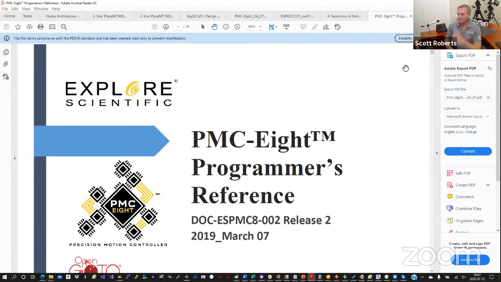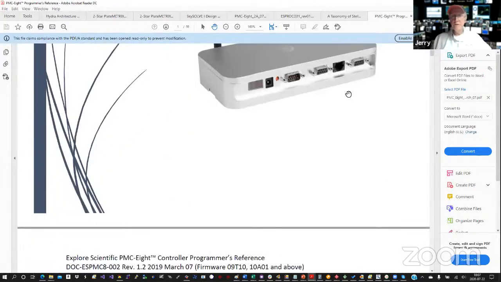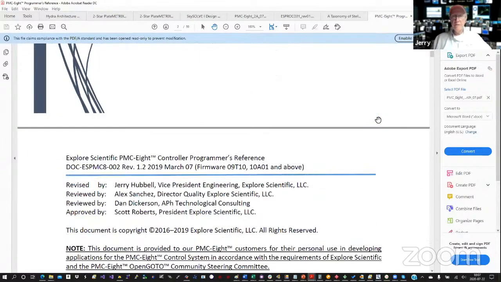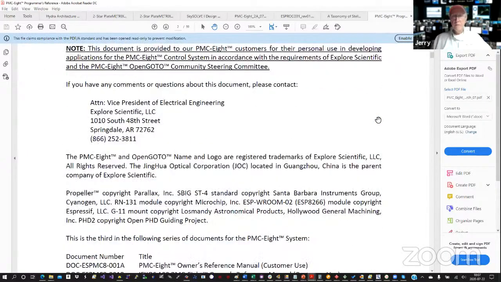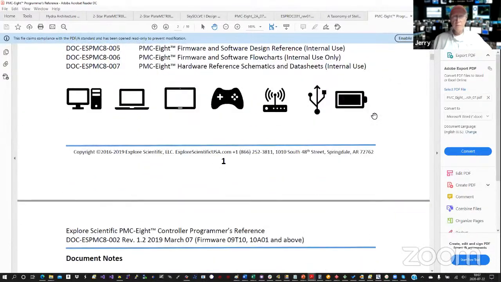So let's jump into your programmer's reference, Jerry. Yeah, this won't be very long. We're already past an hour, so I just want to do an introduction for everybody, and I want to ask people to not be afraid of it. This document is a very technical document in certain areas, but it also has a lot of great information that can answer a lot of pretty straightforward questions.